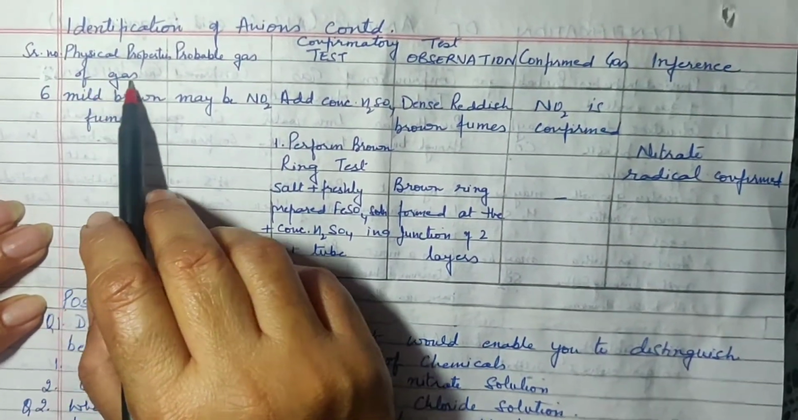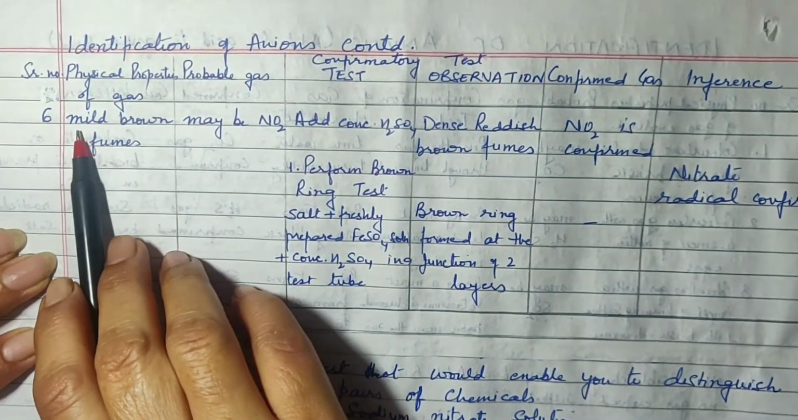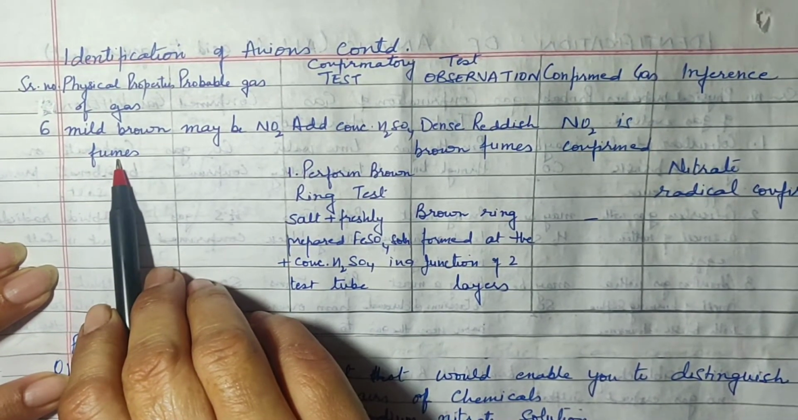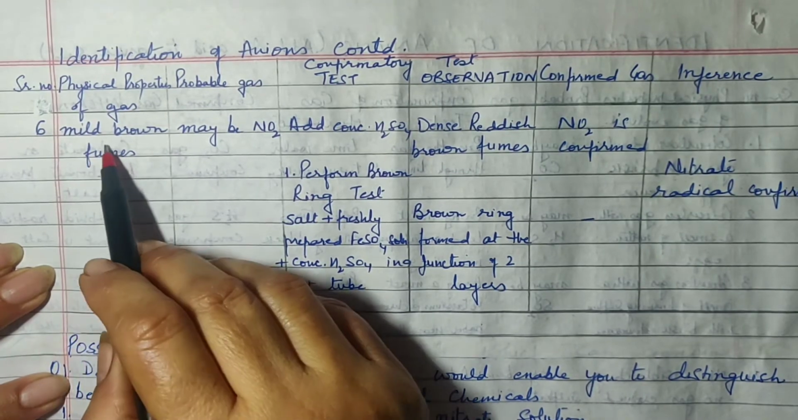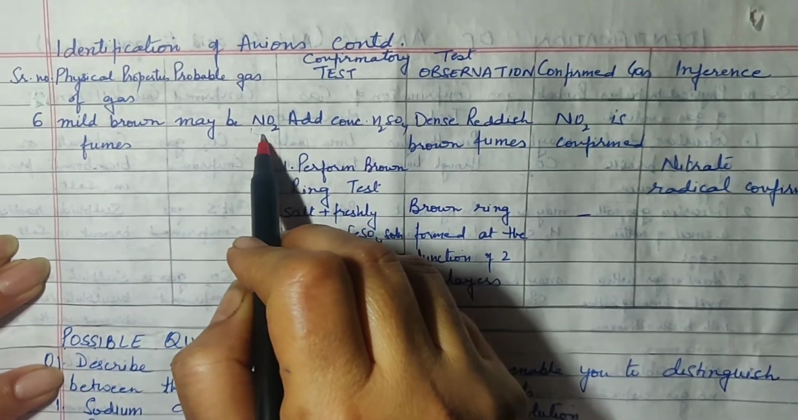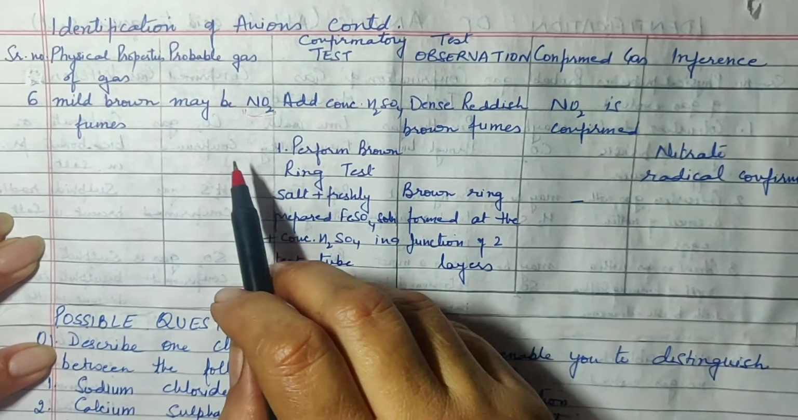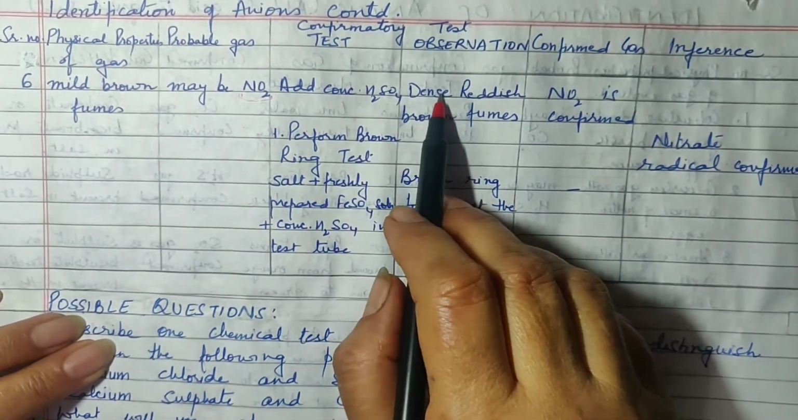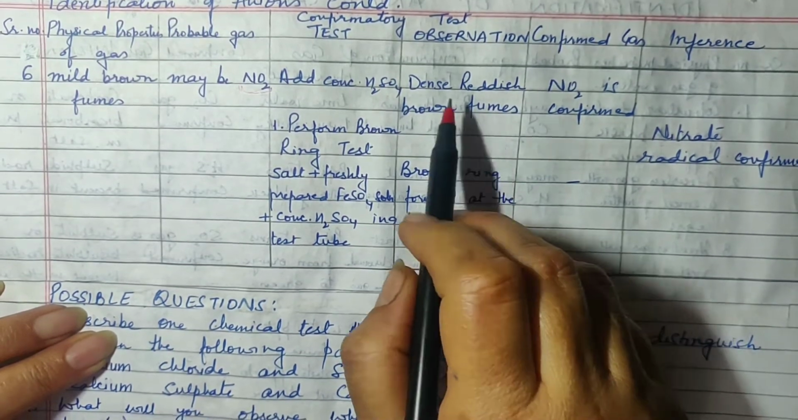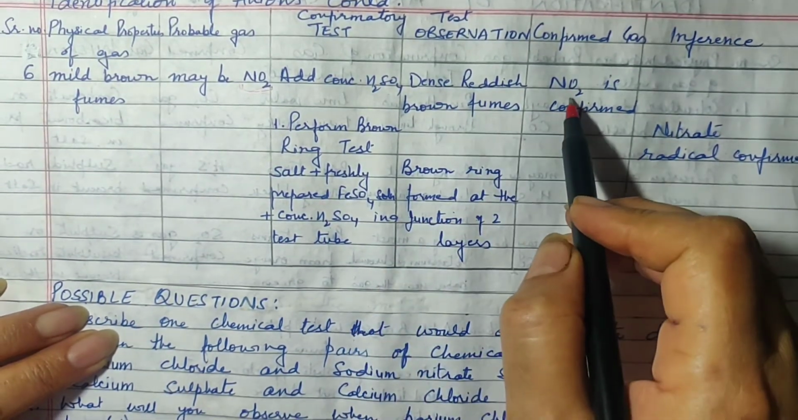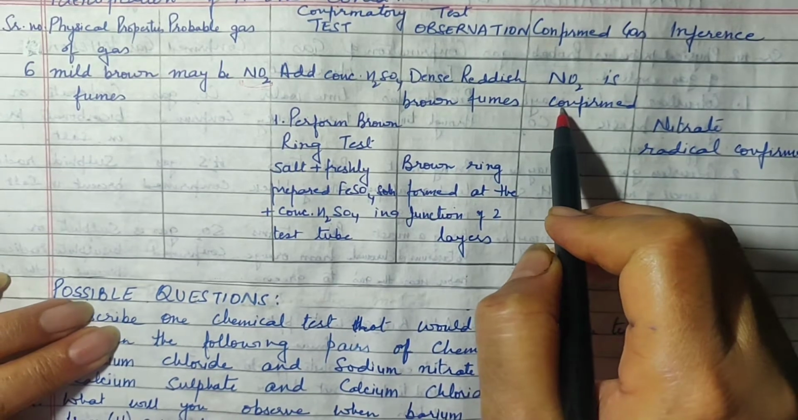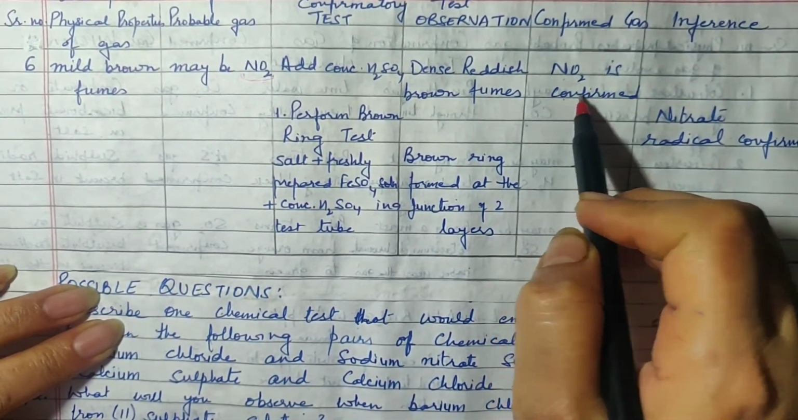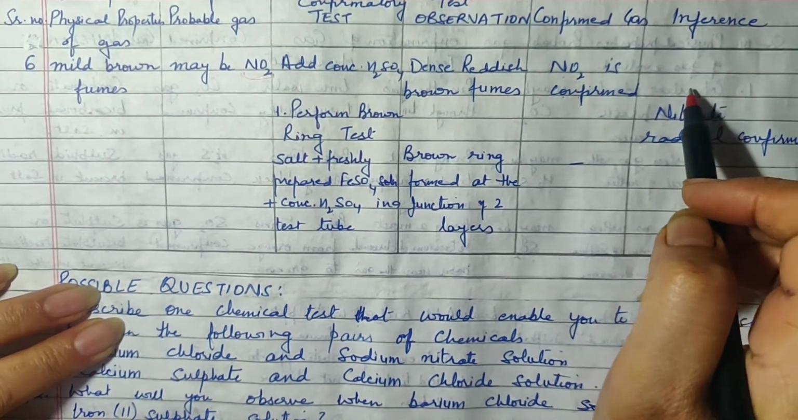The physical property of the gas is the same. The headings are the same. Now mild brown fumes are produced if you add a dilute acid to a salt. Brown gas is NO2 only. Nitrogen dioxide is the reddish brown gas. Then you add concentrated H2SO4 to it. This will produce dense reddish brown fumes. On the basis of these fumes, we can confirm that the gas produced is nitrogen dioxide. Now, if nitrogen dioxide is confirmed, then the salt contains a nitrate radical.